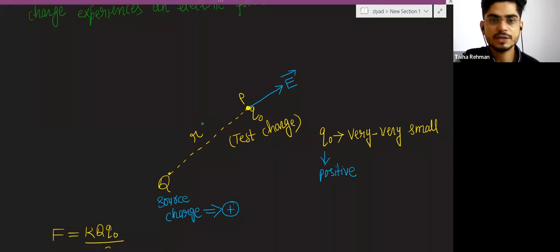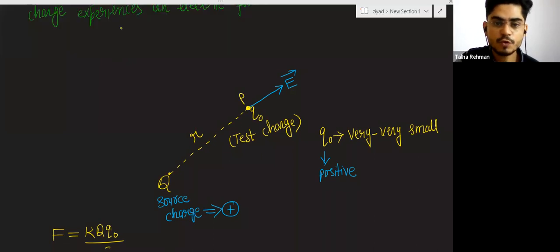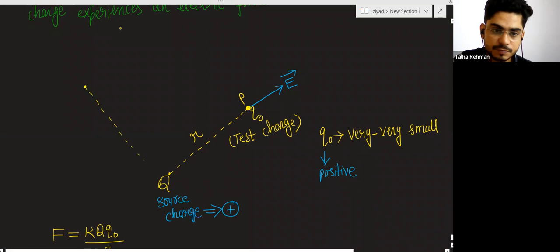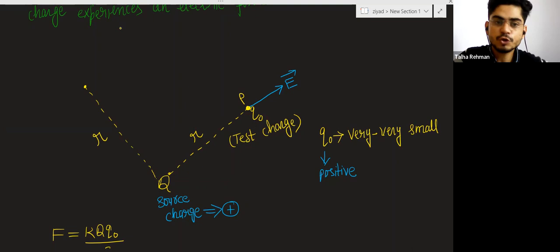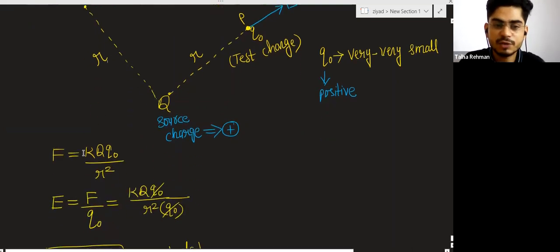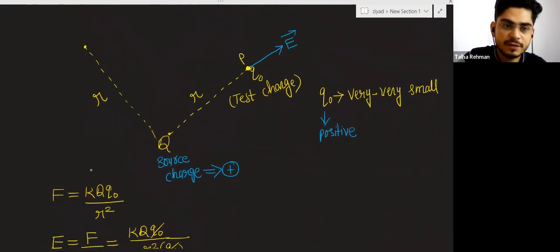Now take another point. You can take another point here. Means if you want to calculate the magnitude and direction of electric field at any other point from this charge, this is a source charge, and this point is again at a distance of r from this charge. What you will do, you will take a test charge q naught here, and first calculate the force due to this charge and divide it by the test charge. You will get the electric field at this point.